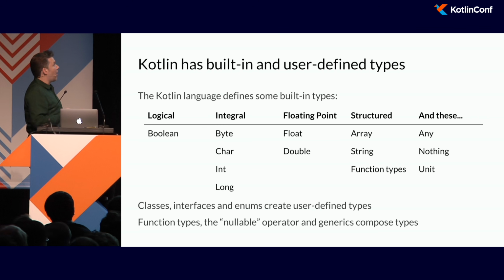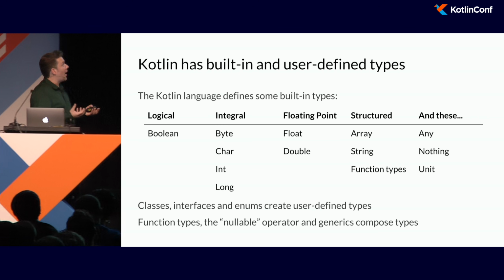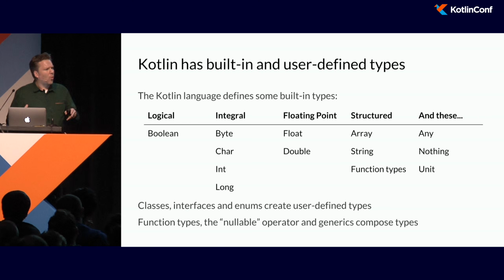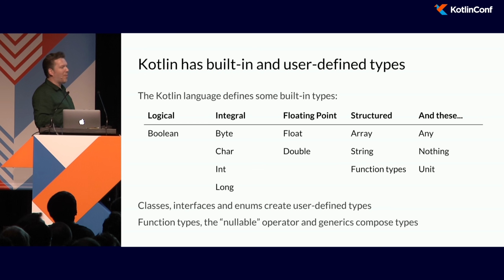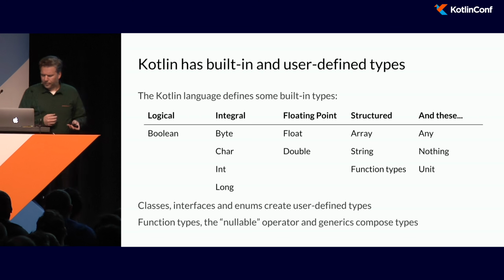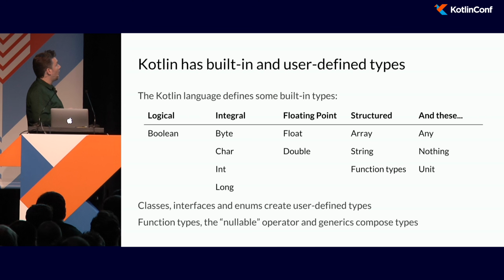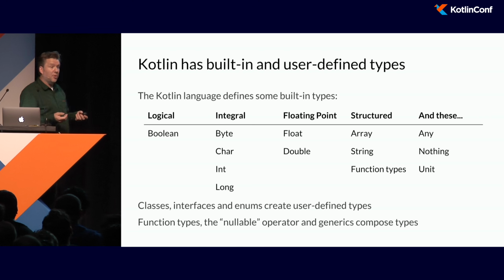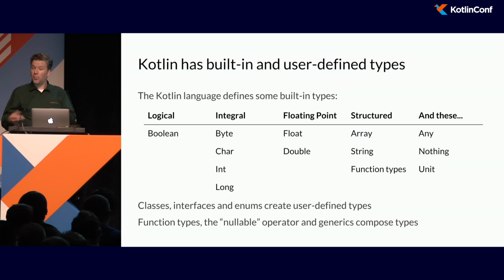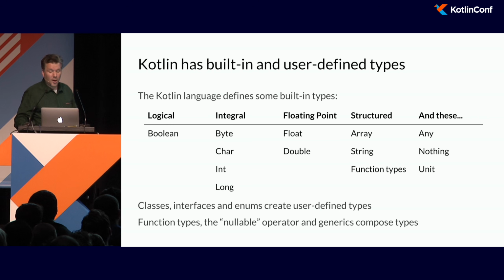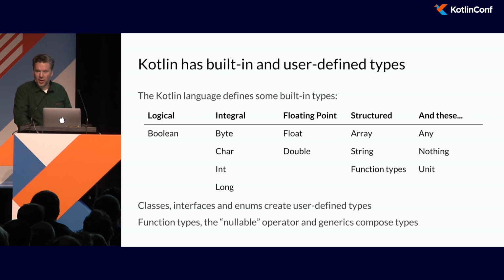It defines function types and then some more unusual types, which is what we're going to talk about later in this talk: Any, Nothing and Unit, which are quite unusual if you come from Java. And then you can define your own types by defining classes or interfaces or enums. And you can compose types into new types by defining function types, generic types, and using the nullable operator.